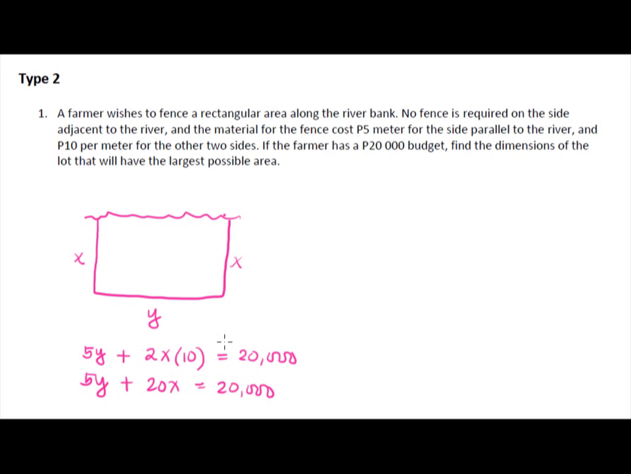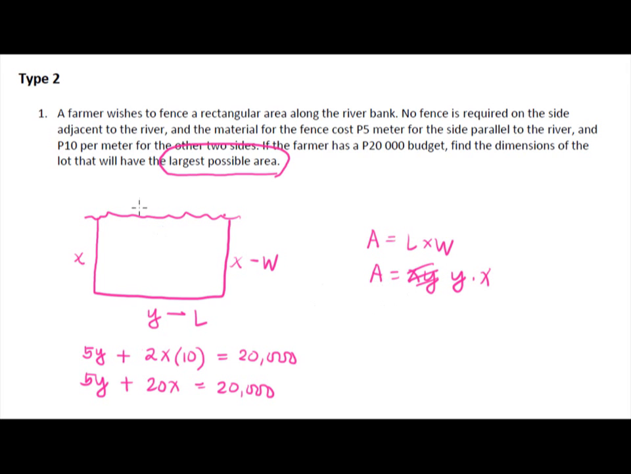20,000. Okay, now take note that we want to find the dimensions of the lot that will have the largest possible area. So it is talking about finding the largest possible area, and since this is a rectangular area, we know from geometry that for a rectangle the area is equal to length times the width. So if this is our length and this is the width, then the area in terms of x and y is equal to x times y, or y times x, the other way around. So let's write that in the proper way, y times x.